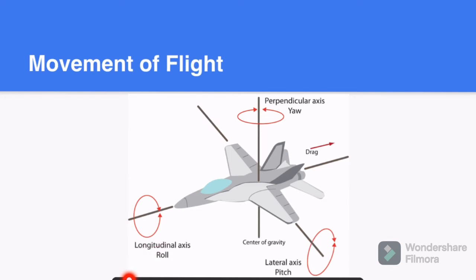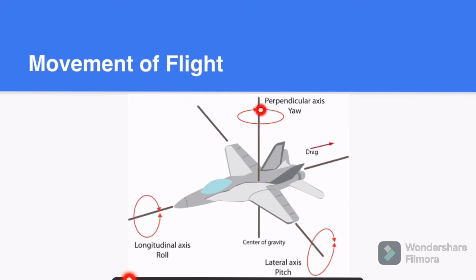Now the lateral axis. It runs to the left and right of the aircraft, from wingtip to wingtip, and it passes through the aeroplane's center of gravity. The rotation of the aircraft along the lateral axis is called pitch.